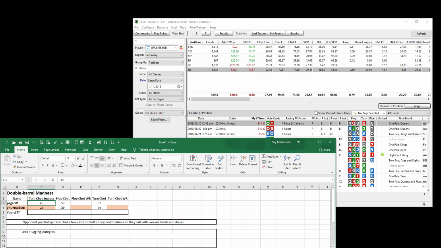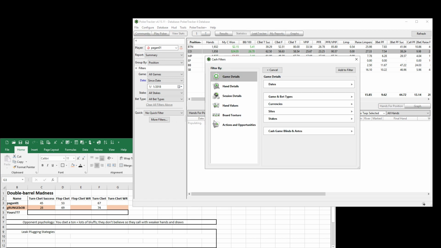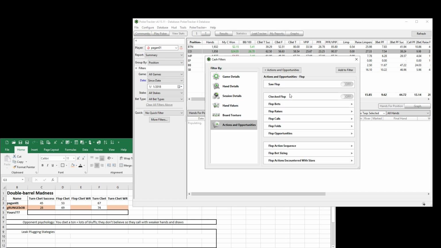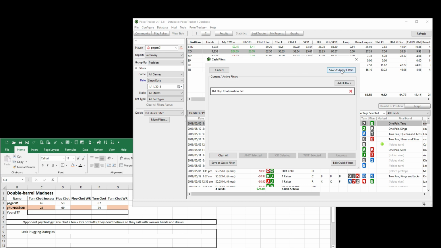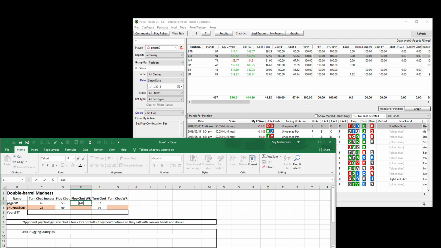The true indicator, what finally clues me into you having some kind of a leak, is that your turn C-bet win rate is lower than the flop or potentially negative as well. So let's take a look at Pagan01, who has a pretty good C-bet win rate. On the flop right here, flop continuation bet, Pagan's win rate when they C-bet is 444 big blinds per 100 hands, which is also 4.44 big blinds per hand. On average, they are winning when they C-bet.